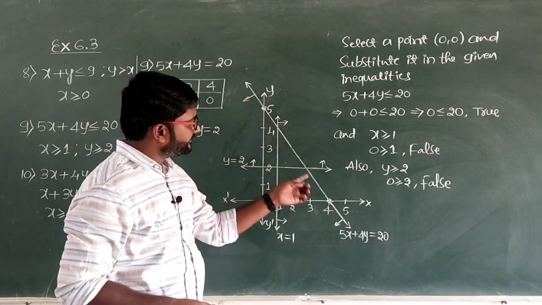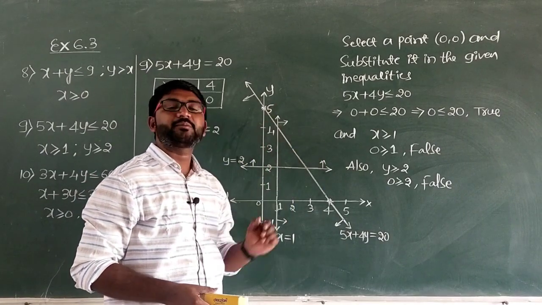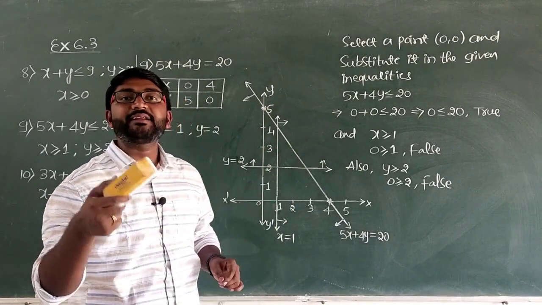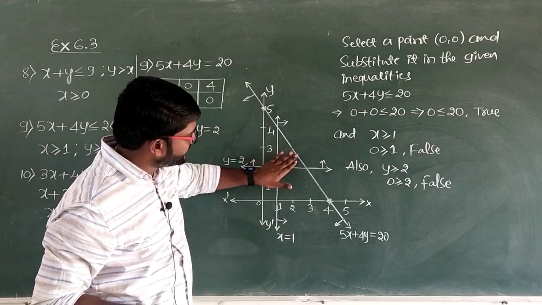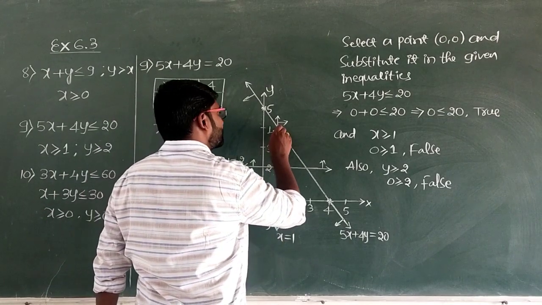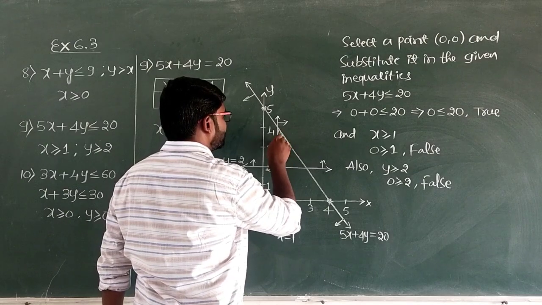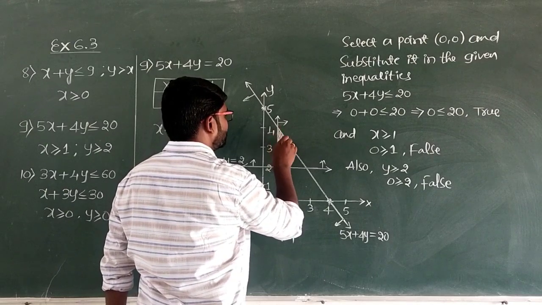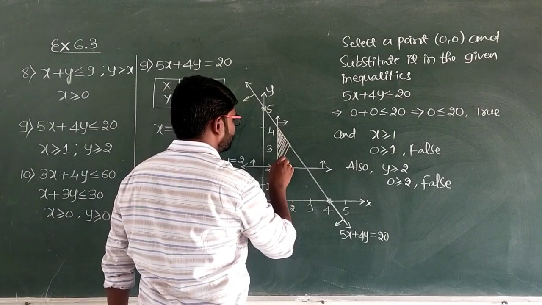So for this line it is towards, and for this line and this line it is away from the origin, which means for all the three lines the common region is going to be this triangular portion. So this portion is going to be the solution region. So this triangular region will be the solution region.